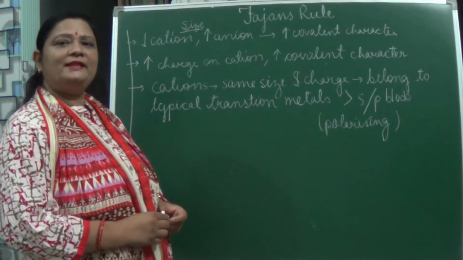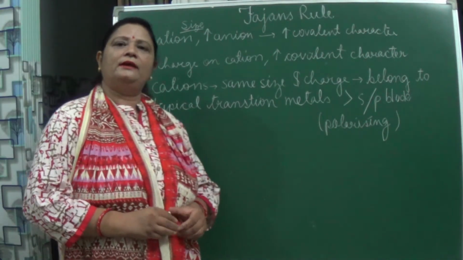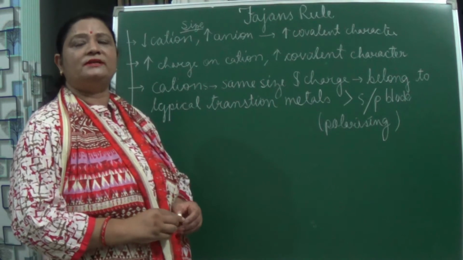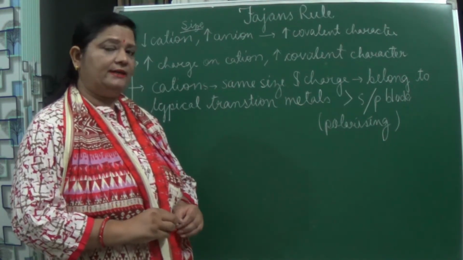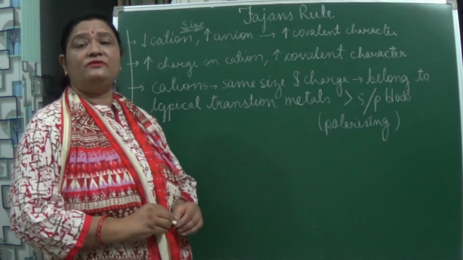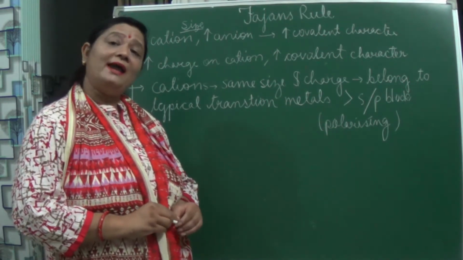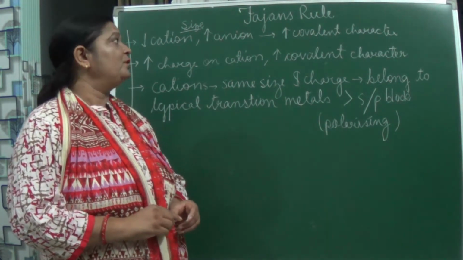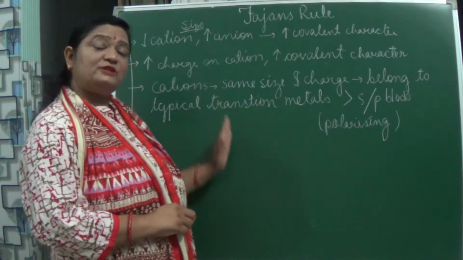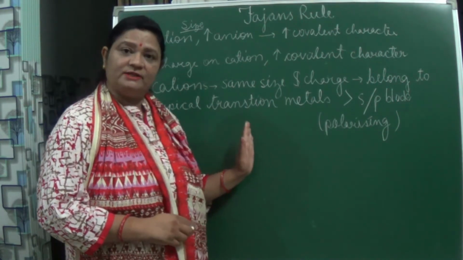Dear students, in the previous class we studied how in a covalent compound we see ionic character due to polarity, isn't it? In this class we will be studying how in an ionic compound the covalent character is seen. This is explained with the help of Fajans rule.